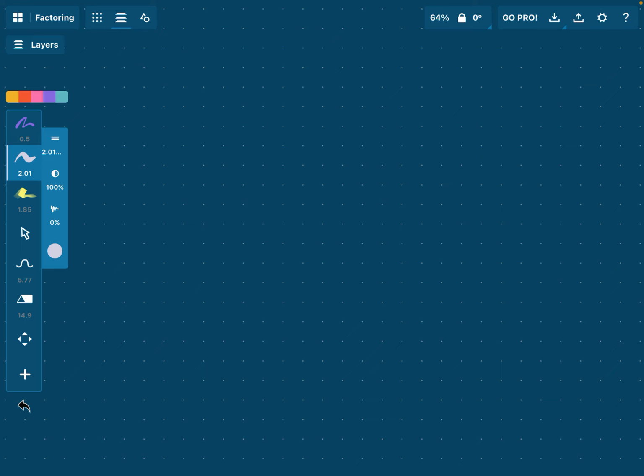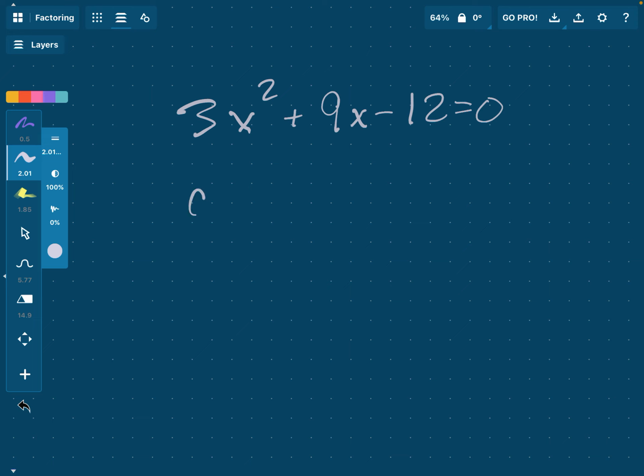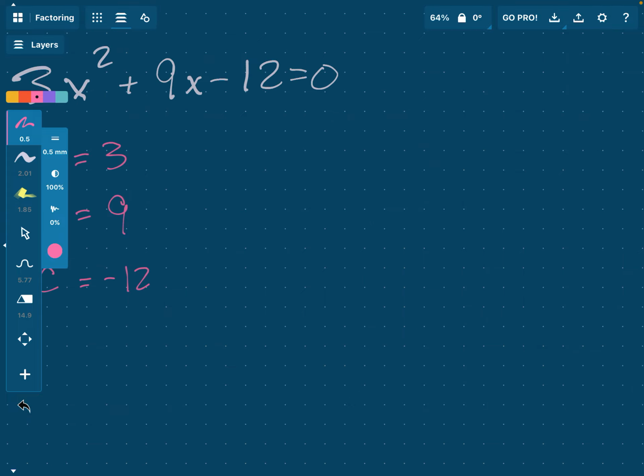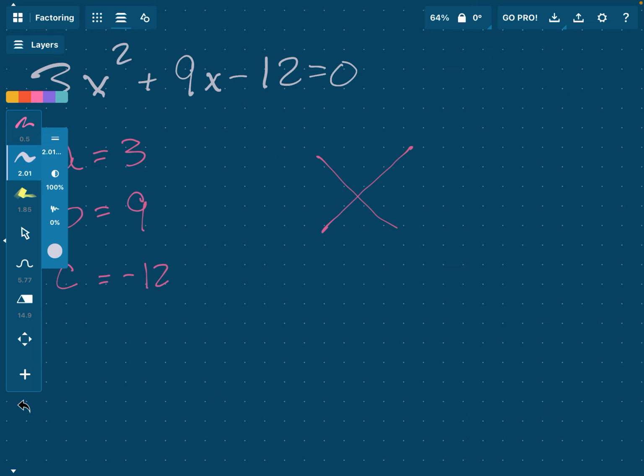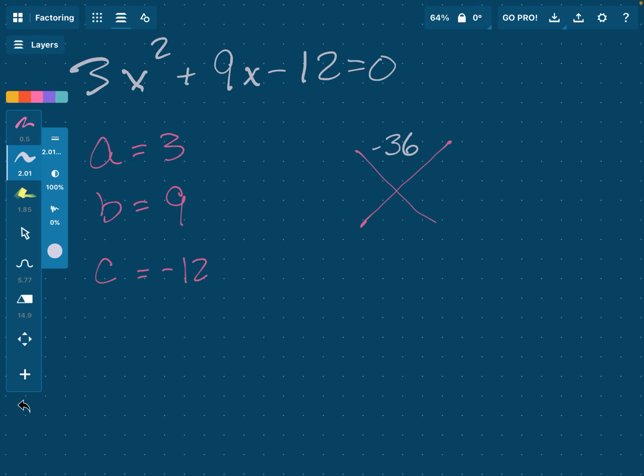So we're going to look at the problem 3x squared plus 9x minus 12 is equal to 0. These problems actually get a little bit more complicated, but again, we're just going to work through it step by step. So first thing, we're going to identify what our a is, which is 3, what our b is, which is 9, and what our c is, which is negative 12. So now we're going to do the same x setup, and we know a times c is going to be negative 36 on the top, and 9 on the bottom.